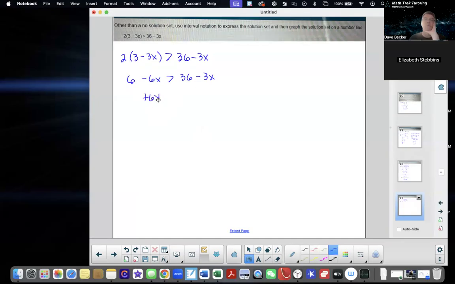So I'm just going to do it real quick, okay? And just show you why I might not do it this way. Actually, we'll do it both ways. So I'm going to make the x positive over here, okay? So then we would have 6 greater than 36 plus 3x. Subtract 36.